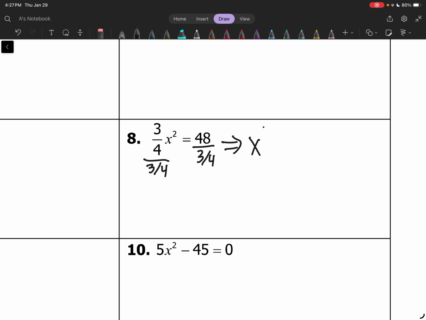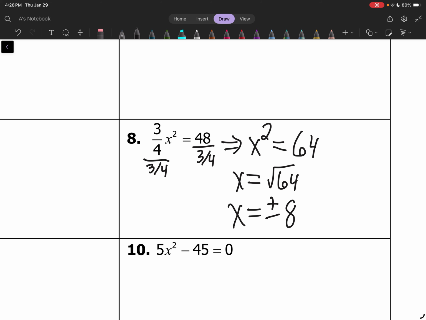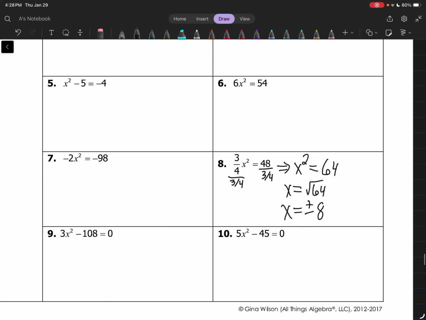Just make sure you're using parentheses in Desmos. X squared is going to be equal to 48 divided by 3 times 4, which is going to be 64. Yeah, that's 16 times 4, 64. Take the square root of both sides. X is equal to positive and negative 8. All right, try numbers 6 and 7.